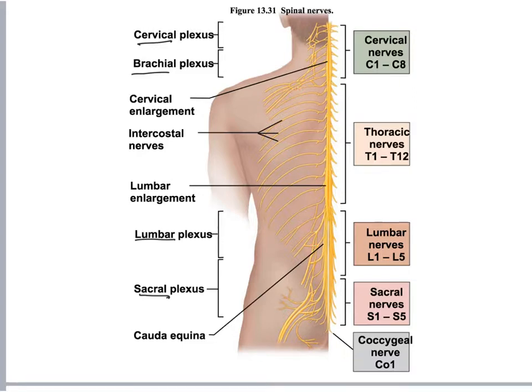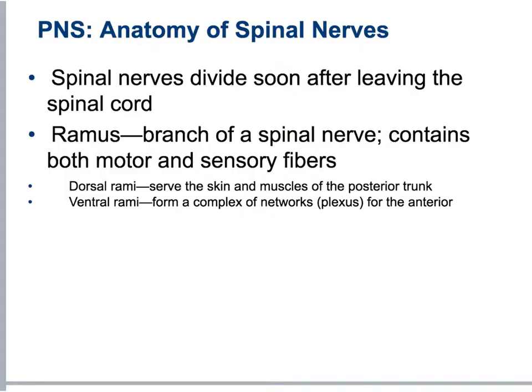Here's the brachial plexus, right? It goes through there and then it would run down the arm. And here's a cervical plexus in here, and then some of those neurons run down the arm as well. Okay, so they divide soon. The spinal nerves divide soon after leaving the spinal cord. That's what a ramus is.